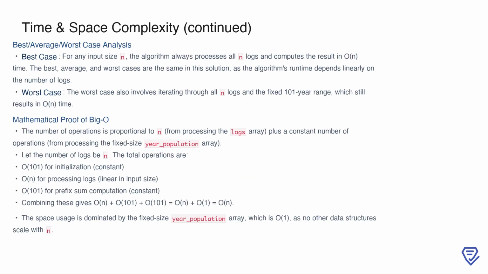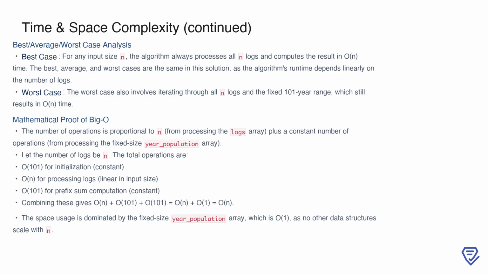For this problem, the best, average, and worst-case scenarios all result in the same time complexity of O(n). This is because the algorithm's runtime depends linearly on the number of logs, and every log must be processed regardless of the input configuration. Mathematically, the big O analysis is as follows.